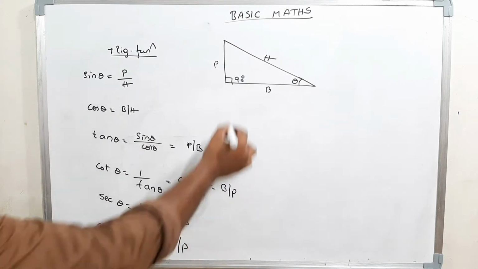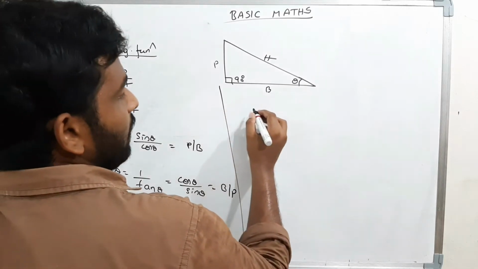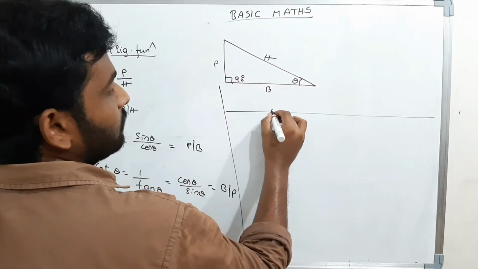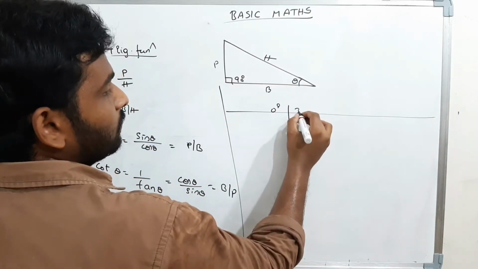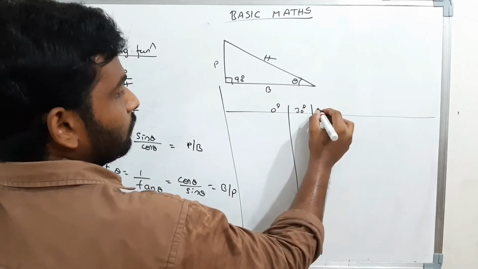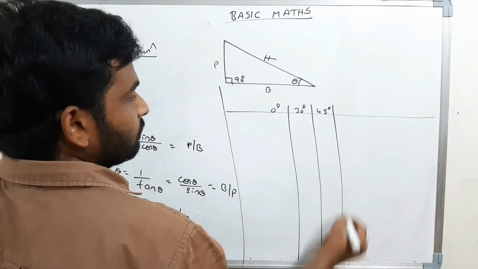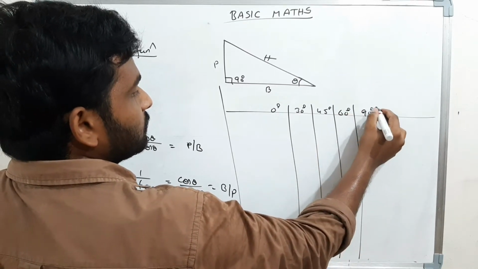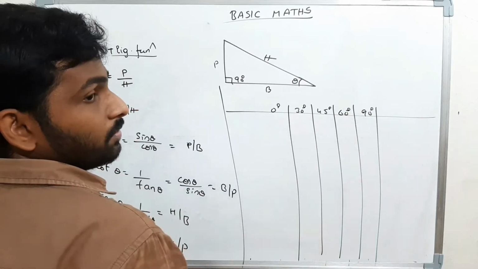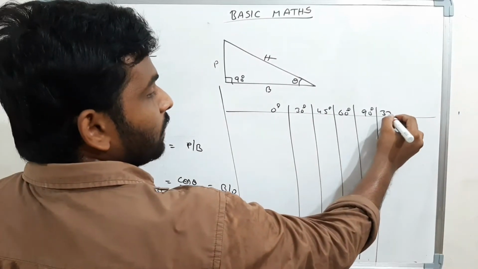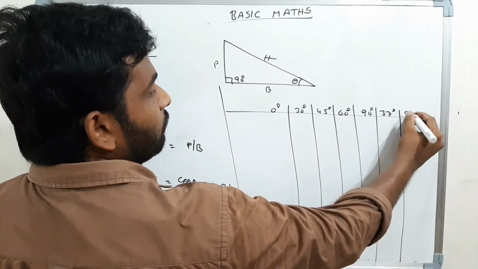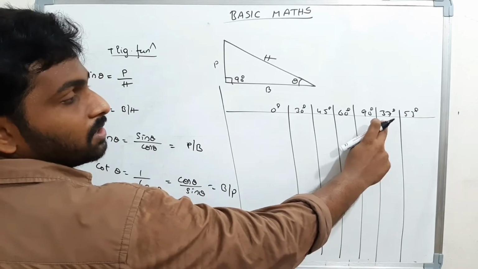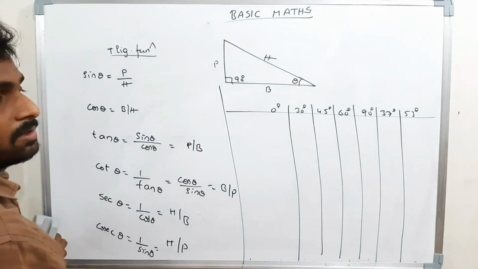Now what are the values of these functions? At 0 degrees, 30 degrees, 45 degrees, and next 60, next 90 degrees. And with these values we have one more pair, that is 37 degrees and 53 degrees. Frequently in physics we will use 37 degrees and 53 degrees.